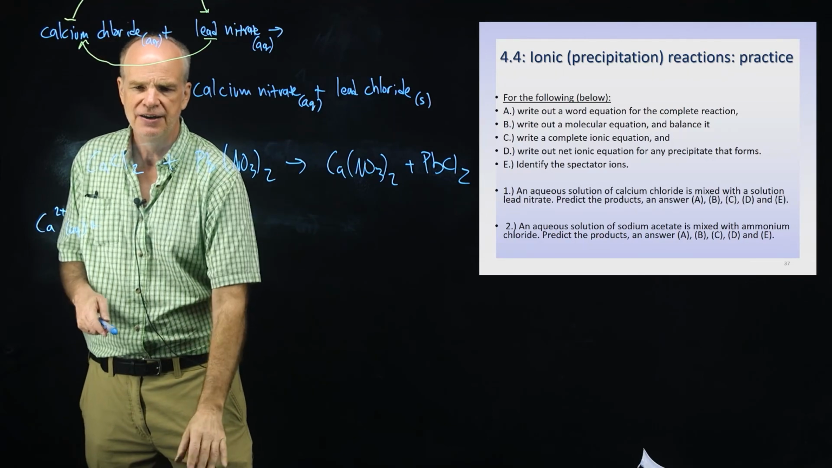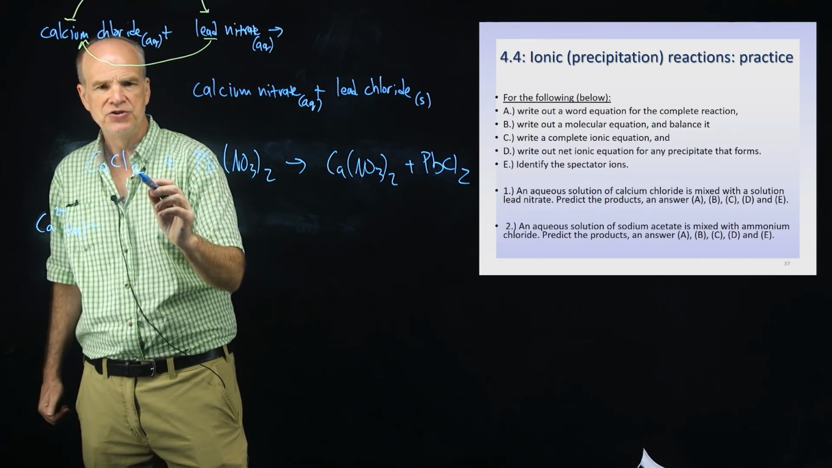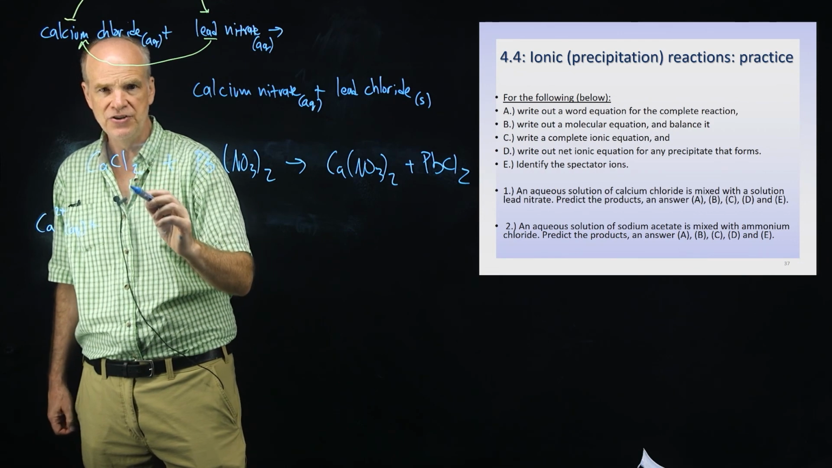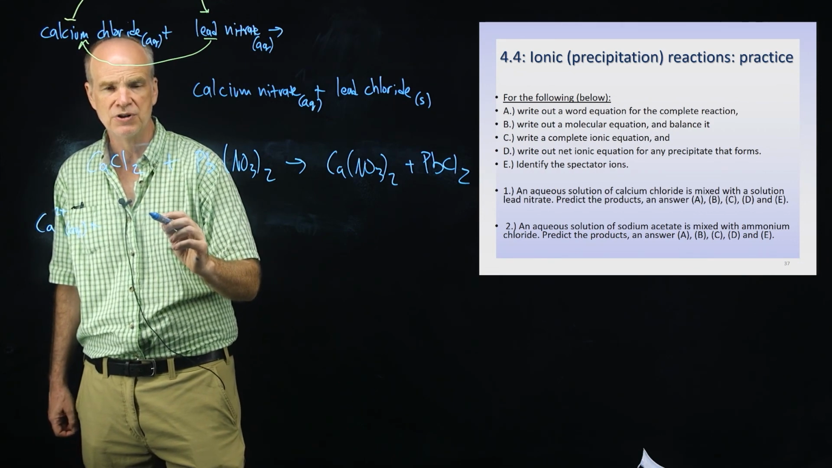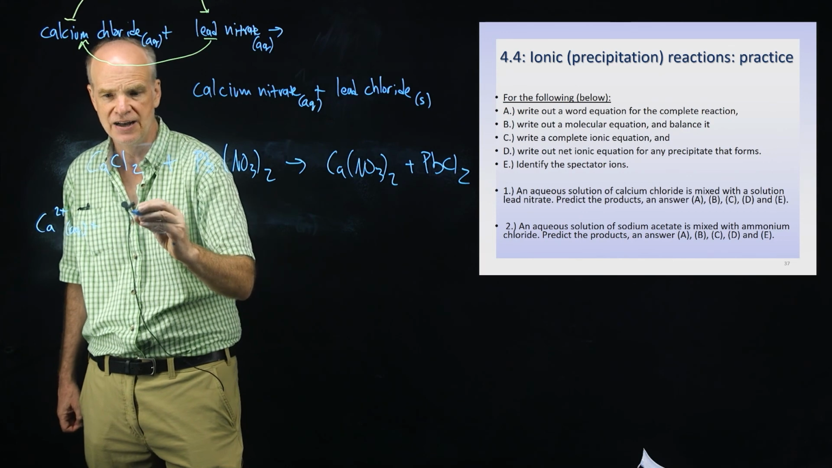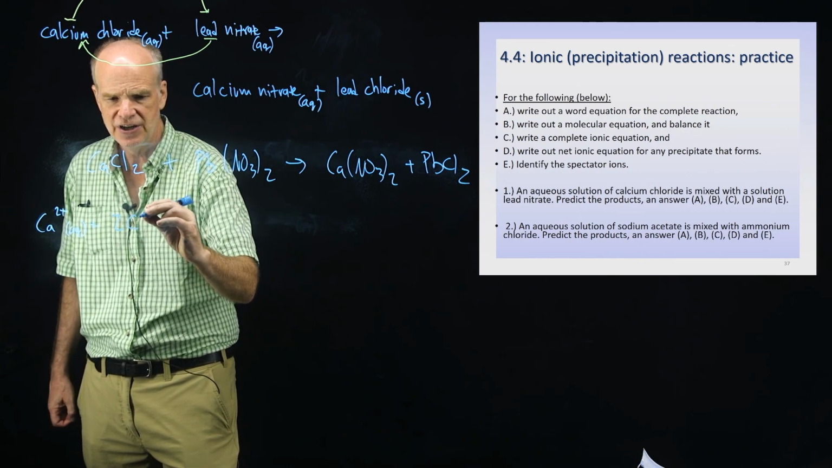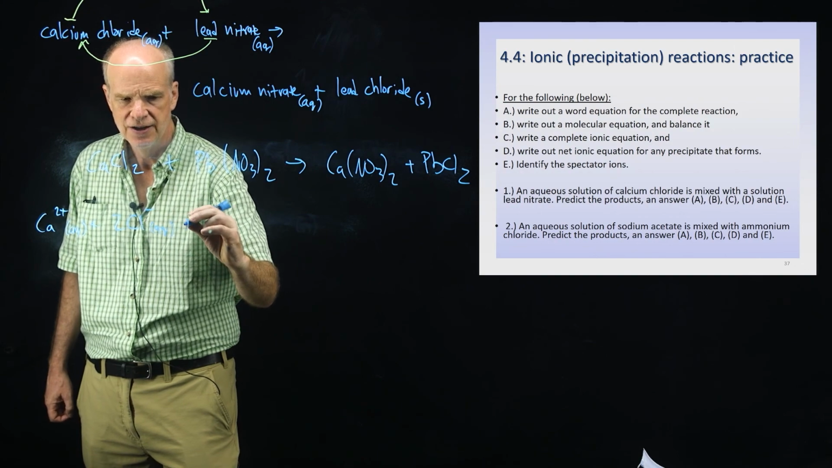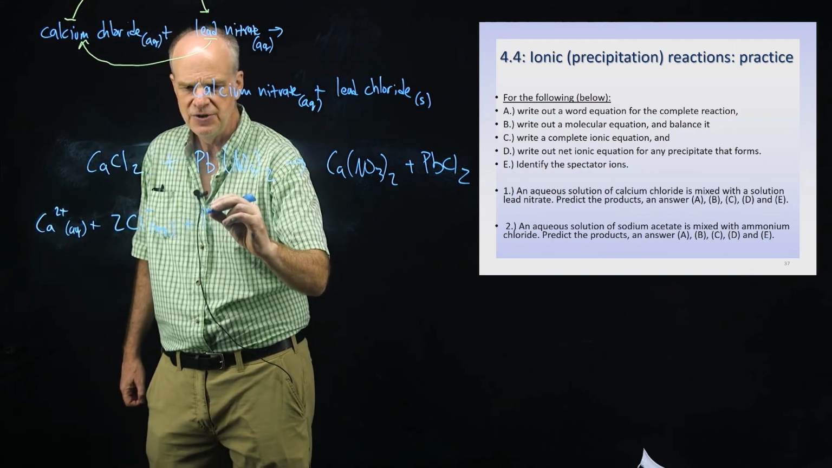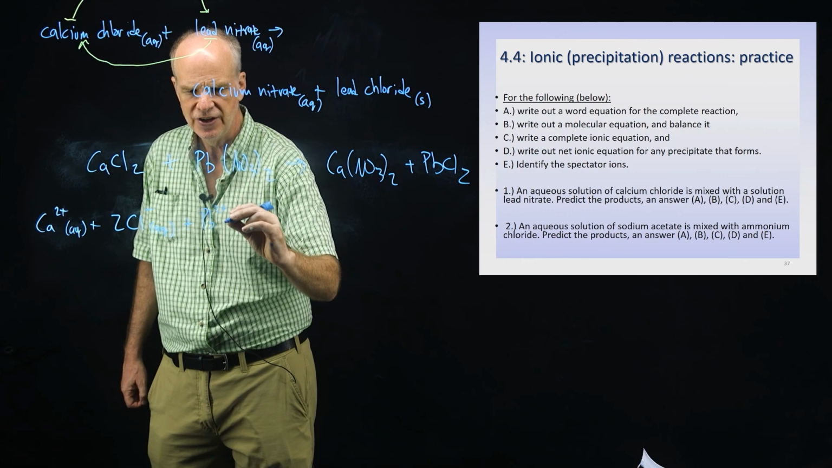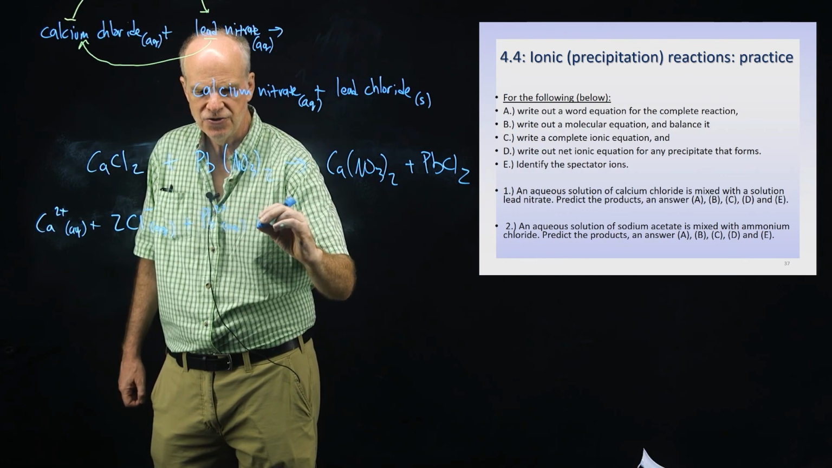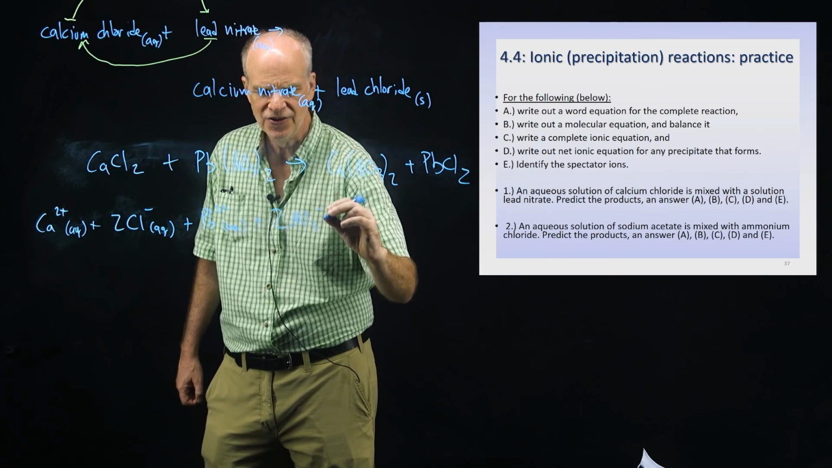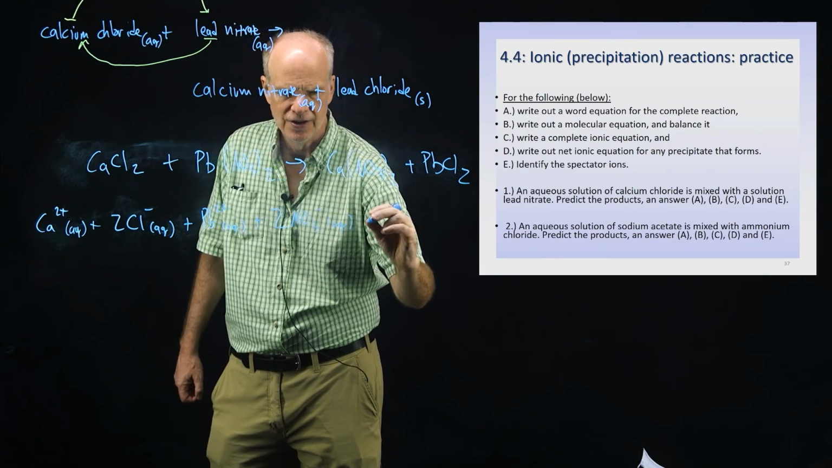Instead, what is going on is in this salt you have two different chloride ions bound to the calcium. So when this hits the water, the calcium releases two chloride ions. So it should be 2Cl- aqueous. So that should be correct. Okay, for lead you need Pb2+ aqueous. And then nitrate, we have two nitrates released, 2NO3- aqueous.